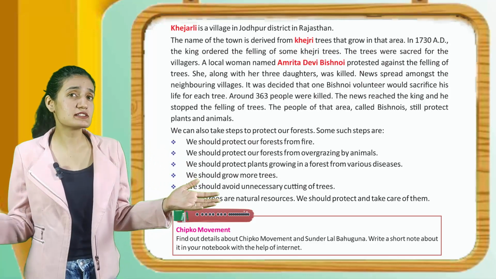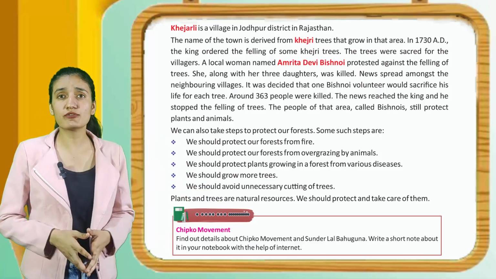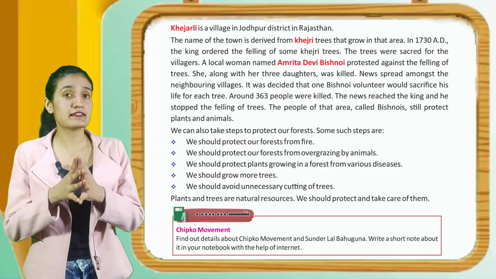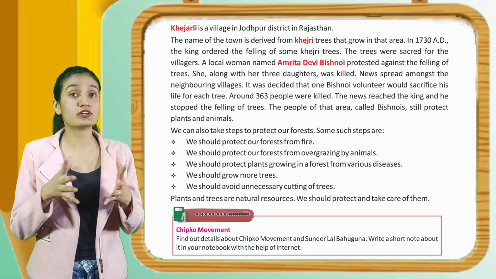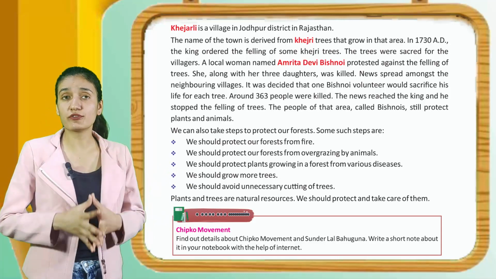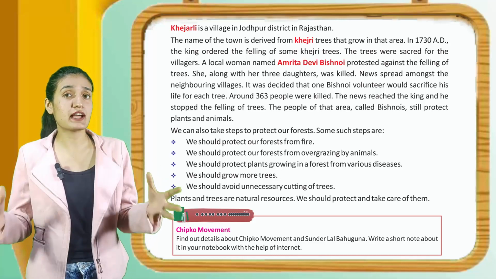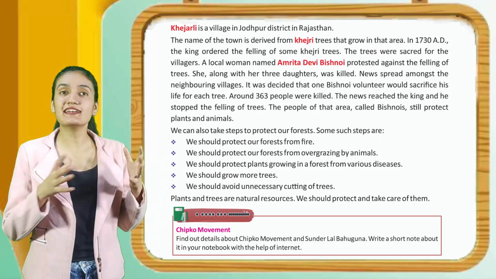News spread amongst the neighboring villages. It was decided that one Bishnoi volunteer would sacrifice his life for each tree. Around 363 people were killed. The news reached the king and he stopped the felling of trees. The people of that area called Bishnois still protect plants and animals.